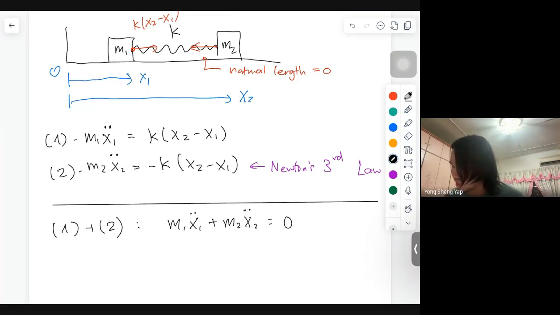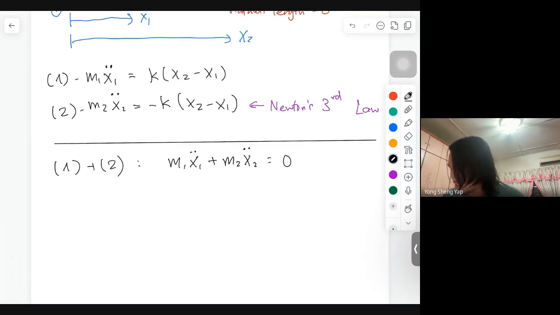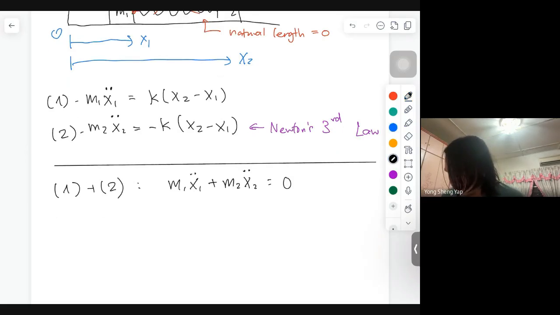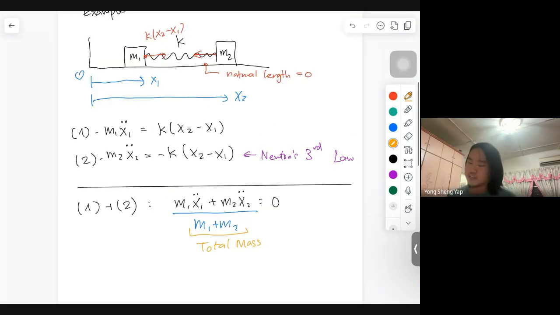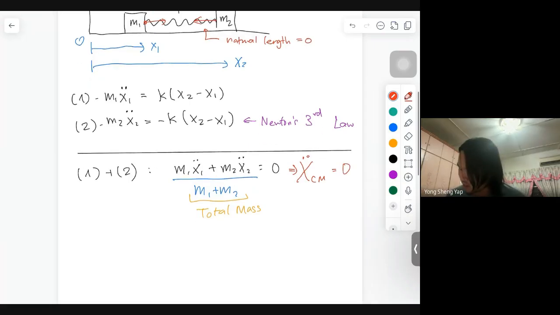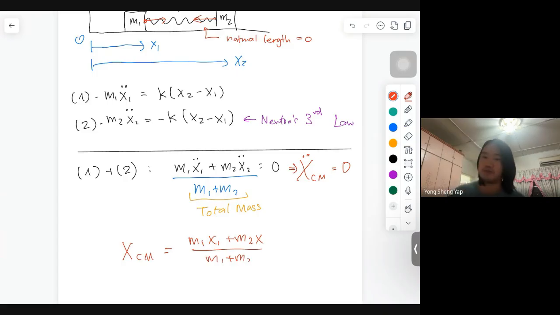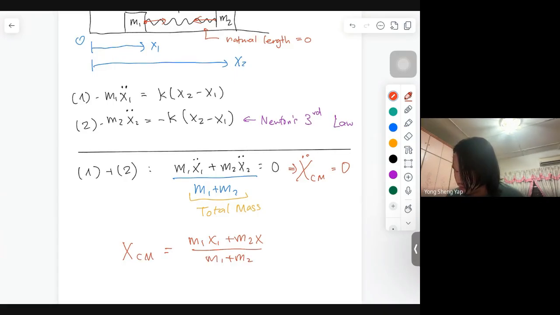I don't know if Zizun has taught you about this somewhere else, but if we divide this entire thing by the total mass, m1 plus m2, this is telling you that the acceleration of the center of mass, let's use x, is 0, where the center of mass position is defined by m1 x1 plus m2 x2 divided by m1 plus m2. Hopefully this looks somewhat familiar to you.